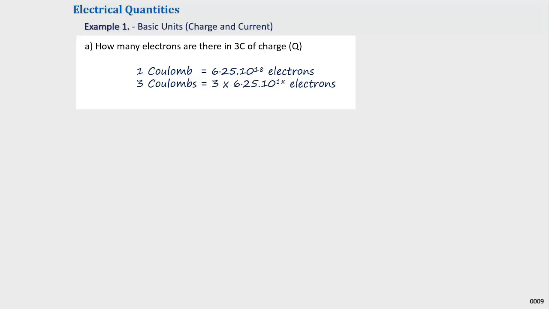So, 3 coulombs equals 3 times 6.25 times 10 to the power 18 electrons, which equals 18.8 times 10 to the power 18 electrons.